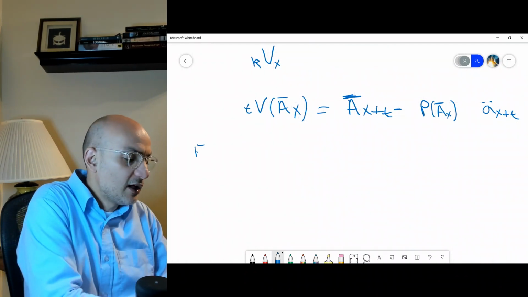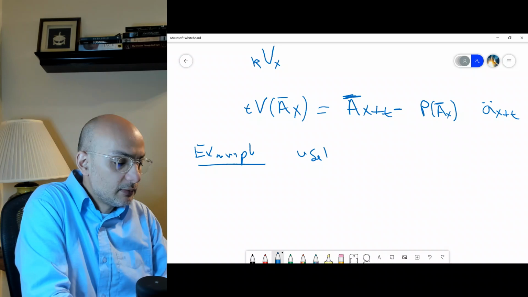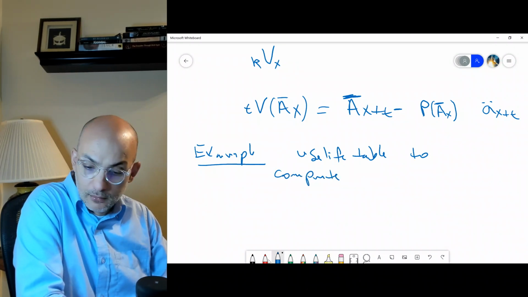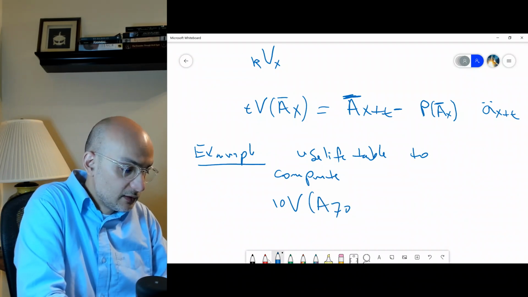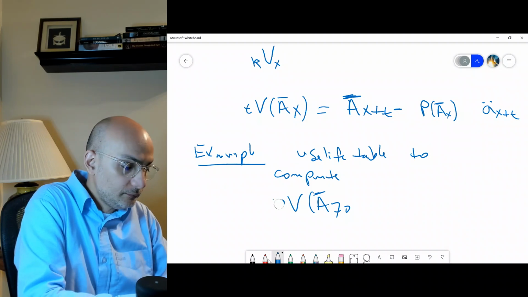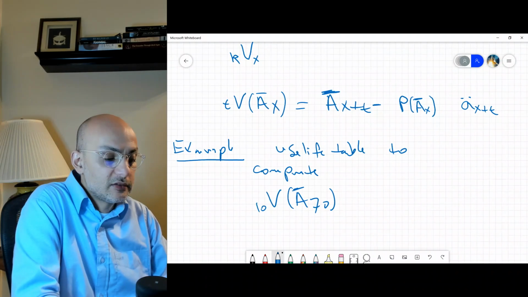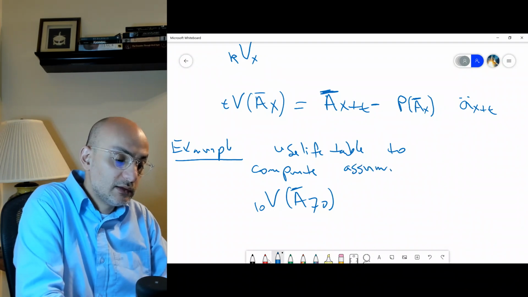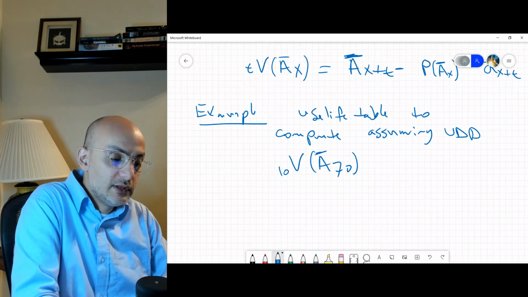So let's take another example here, for instance. We need to use the life table to compute 10V A70, right? This is mixing things here. But we cannot calculate continuous because the life table is discrete. So the question will tell us to assume uniform distribution of death, UDD. So now we can do it, right?